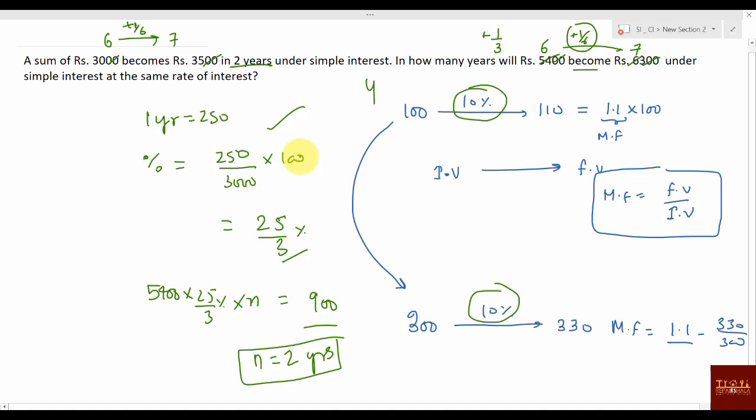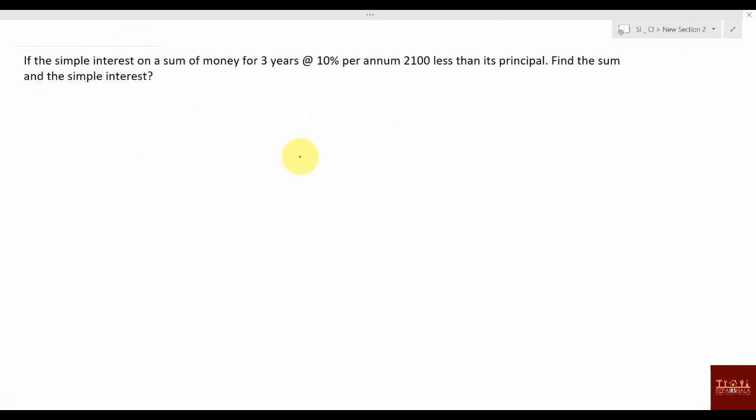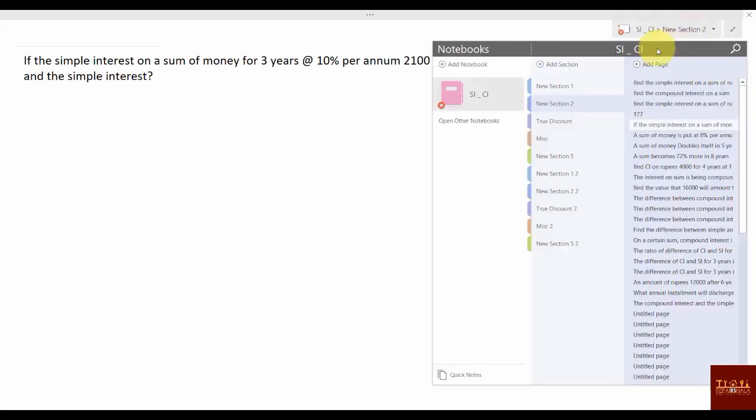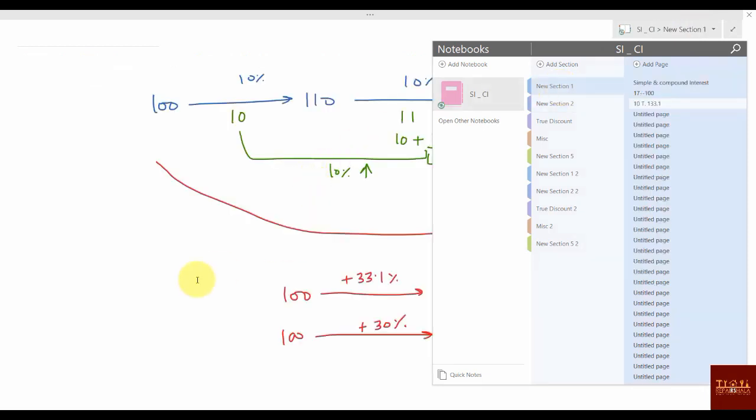The next concept is doubling the amount. Doubling the amount or tripling the amount. Okay, so doubling or tripling or something, of the amount.